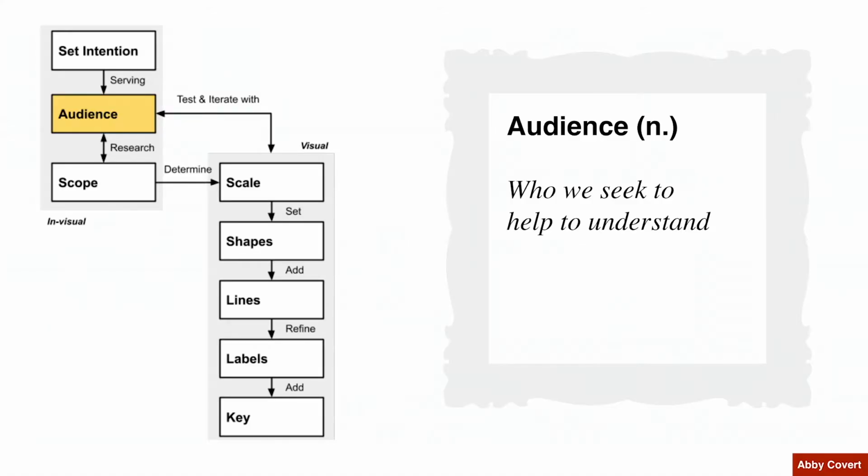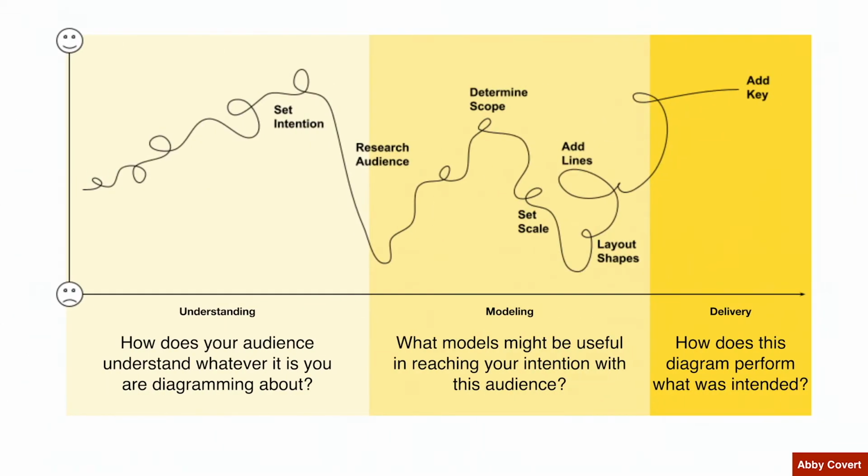Determining your audience for a diagram will determine a lot about it. Imagine a diagram made for a group of graduate students versus one made for a kindergarten classroom. In each phase on the road to a diagram, we are trying to answer a different core question with our research. First, we're trying to figure out how our audience understands things. Then we're modeling what might be useful. And lastly, we're making sure that our proposed diagram is performing as intended.